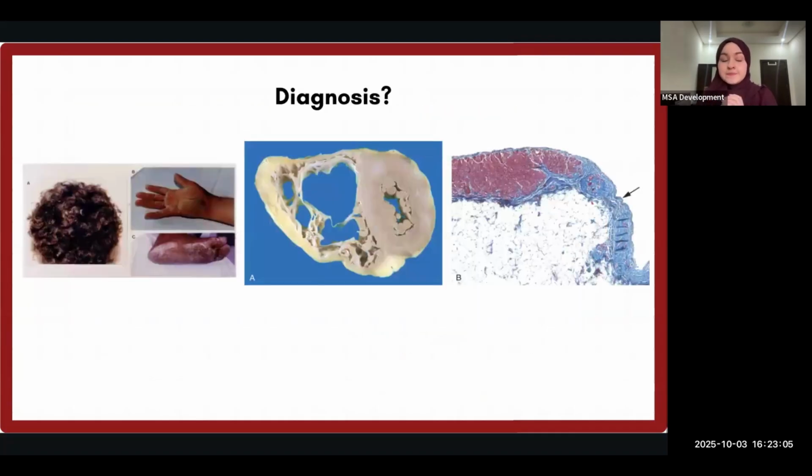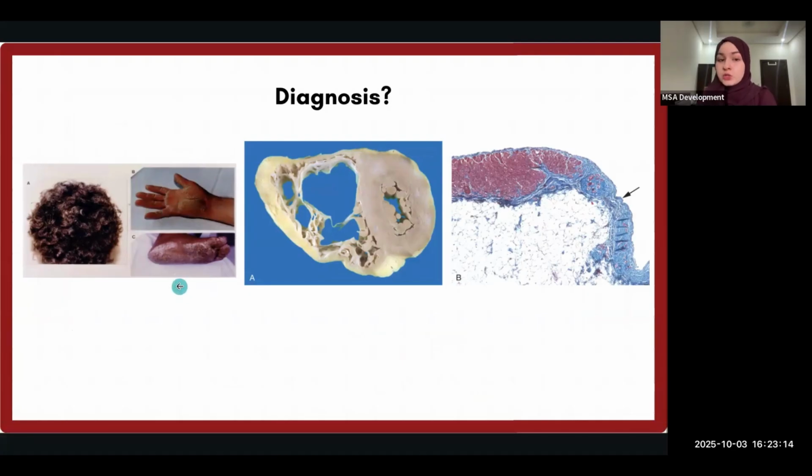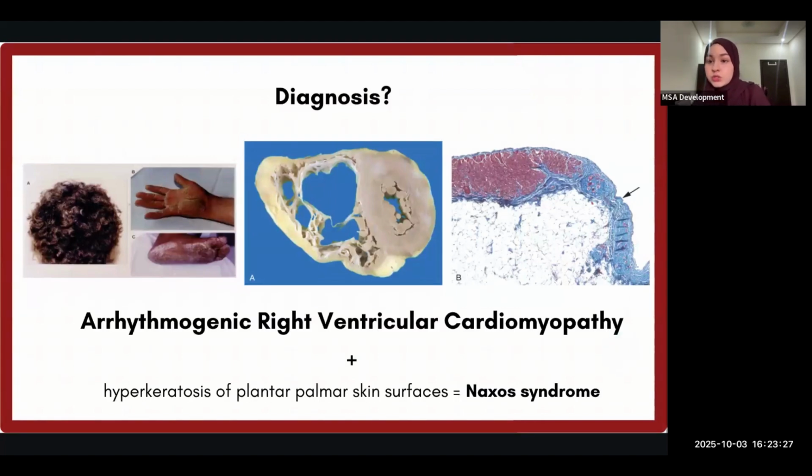Okay, what is this? So you have here, this gives you a little bit of a hint. It shows you hyperkeratosis of the palms and the feet. And then you have this very thin right ventricle. And you have, again, here it's very thin. So what is this? Arrhythmogenic right ventricular cardiomyopathy.